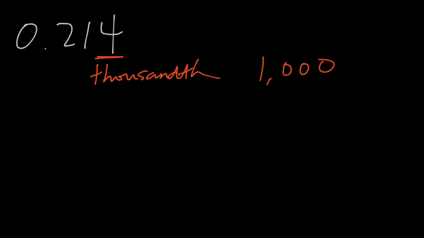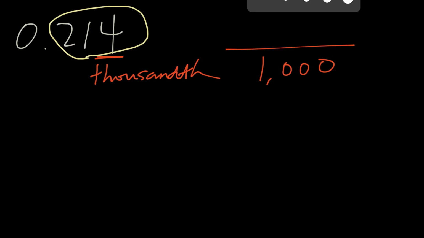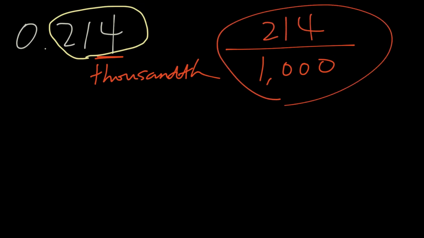Now what about this question, 0.214? Okay, now that we see the last value is the thousands, then we'll set the denominator in the 1000 value. And since this whole number here after the point is 214, so we want to set the numerator as 214. And that is the answer.